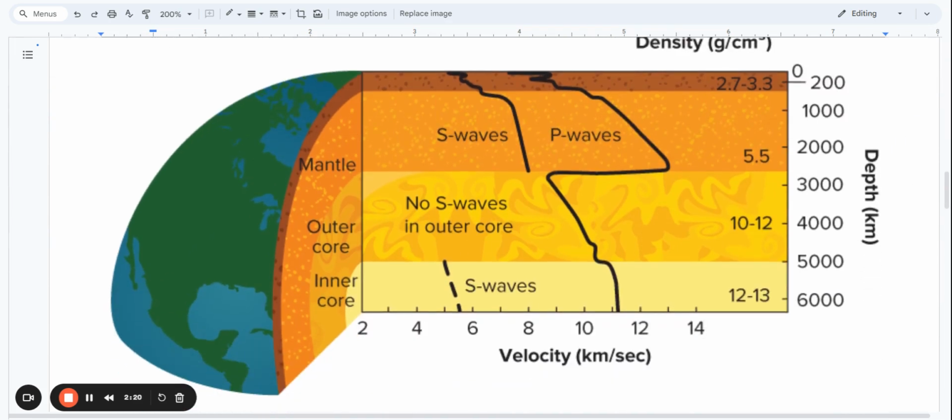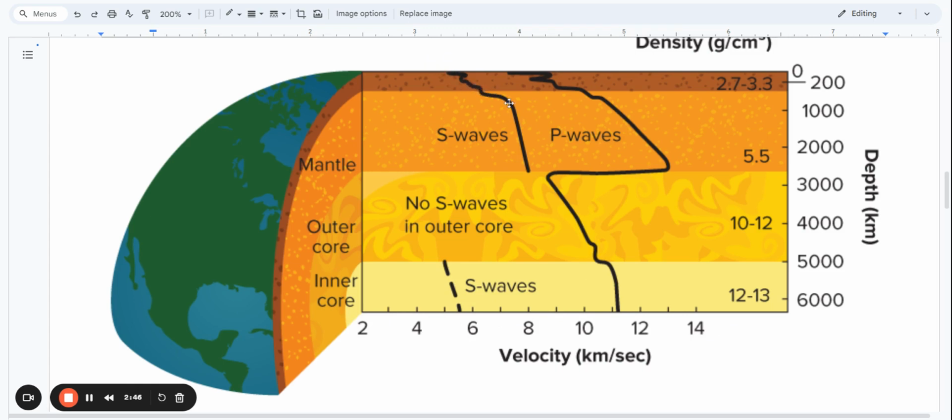You can see in this diagram, the density is displayed here. As we get further and further inside the Earth, towards the core, the density increases. And then we also have the depth, so we're seeing how far in towards the center of the Earth. On the bottom, we see the velocity, relatively how fast these waves are traveling. So we see that P waves are always faster than the S waves.